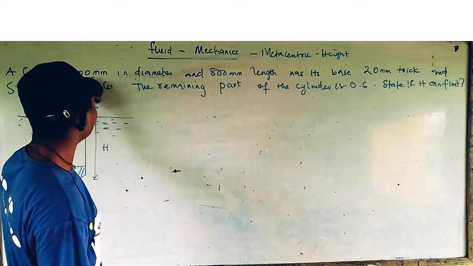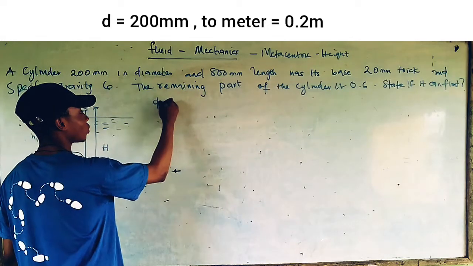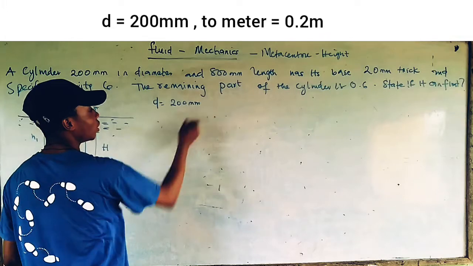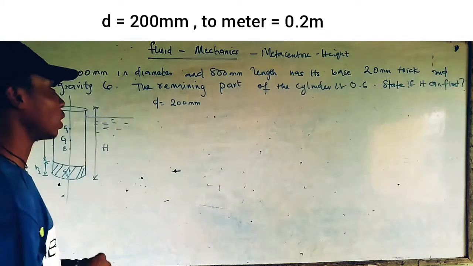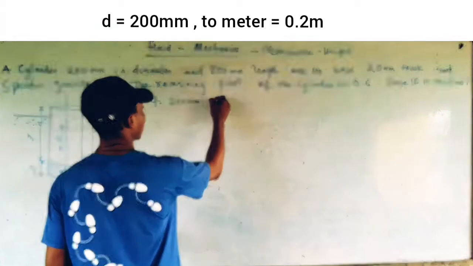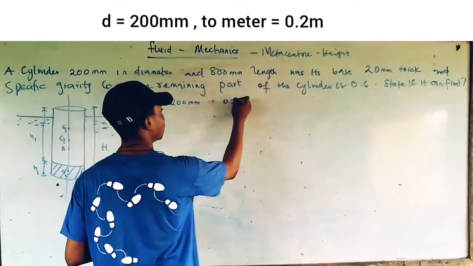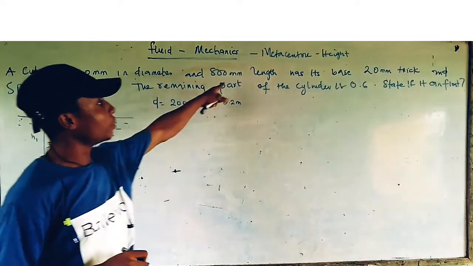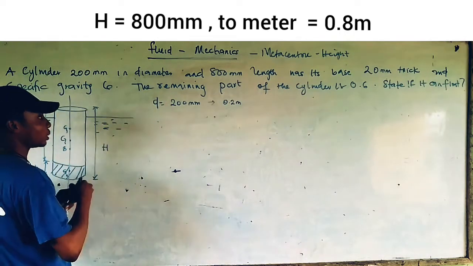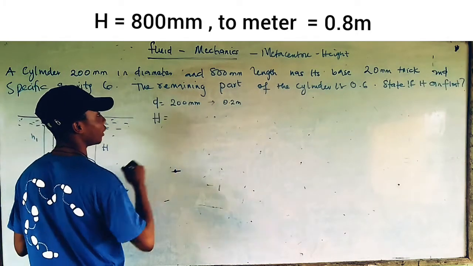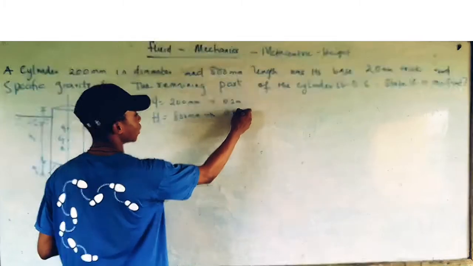So basically we have a cylinder of 200 mm in diameter. So we have diameter D of 200 mm. I want to work with the unit of meters, so I have to convert this millimeter to meter. Converting 200 mm to meter, I have 0.2 meters. Then we have 800 mm length. So the length or the height of the cylinder, call it capital letter H, is 800 mm. Converting 800 mm to meters, I have 0.8 meters.